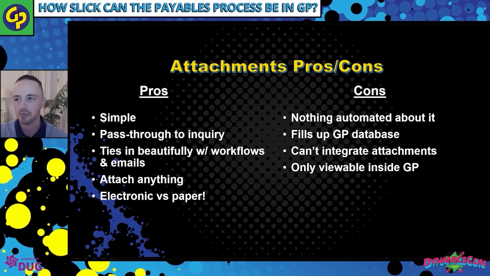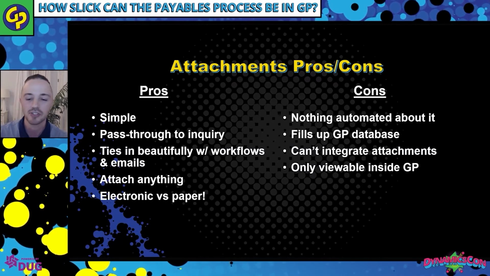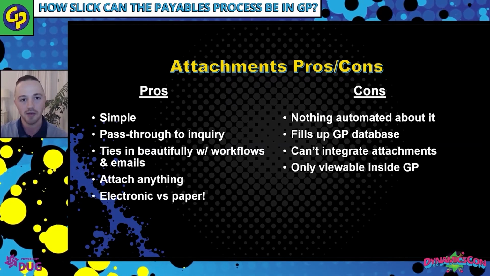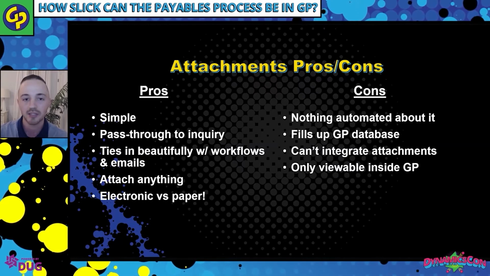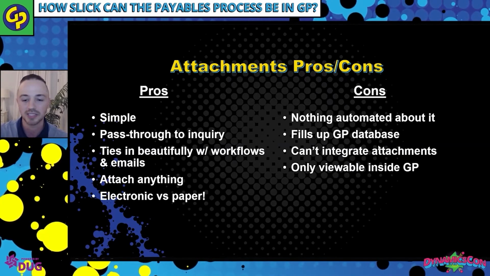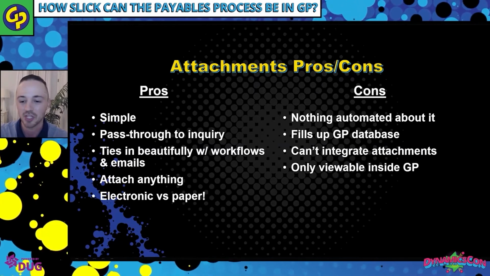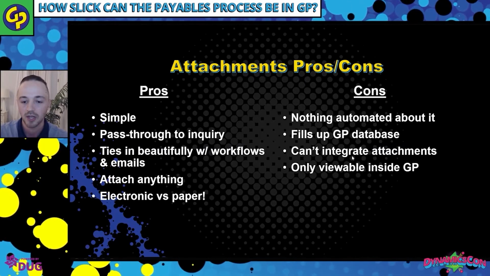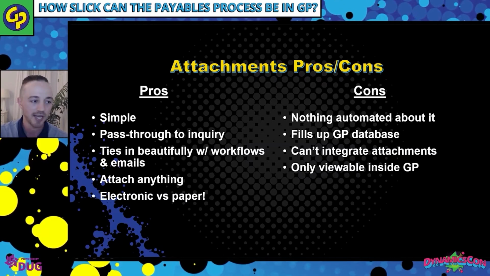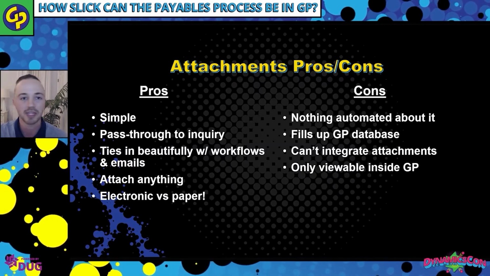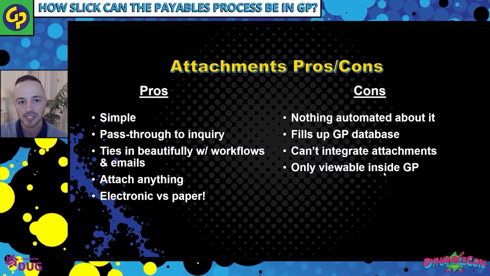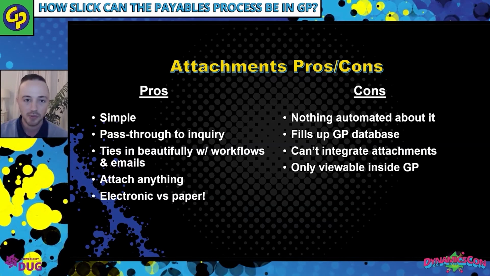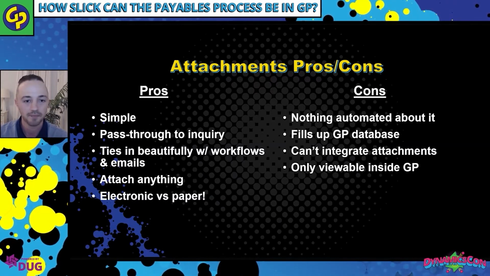It does better now. If you're on an older version of GP, maybe 2015, I can't remember the version, the attachments could blow up the database a little bit more. They do a better job now of compressing. So it technically fills up the GP database. If you have hundreds of thousands of documents, don't do document attachments to GP. But if you're like, hey, I got 1,000 documents a year to put on GP, you're completely fine. You cannot integrate attachments. That just goes back to, hey, I can't email this and automatically make it show up in GP. And when you attach something in GP, it's only viewable in GP after the fact. So for better or worse, that's how it works.